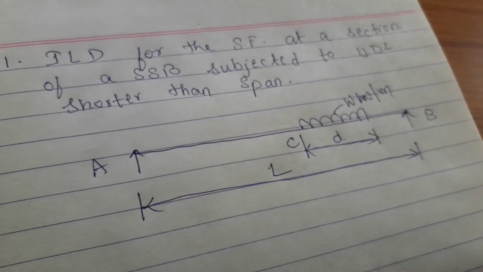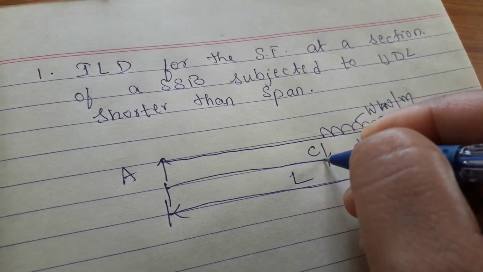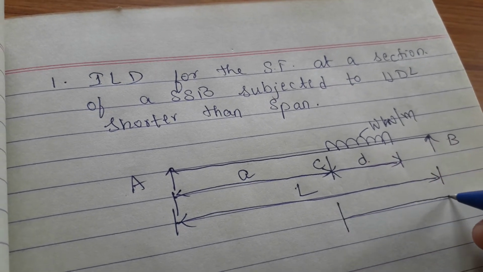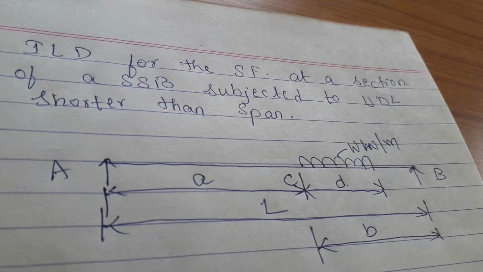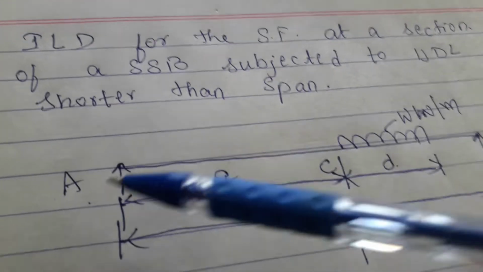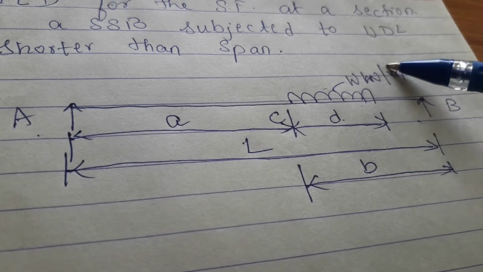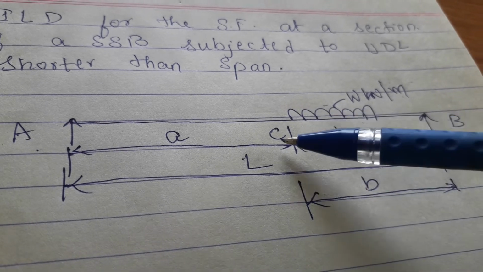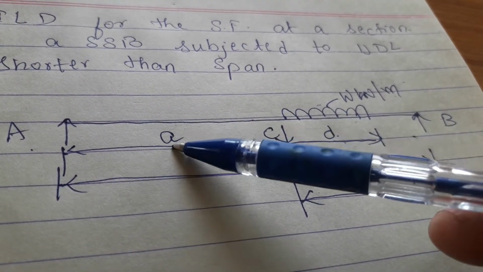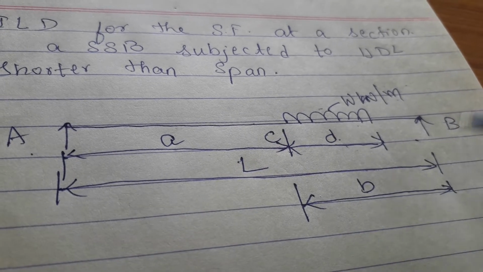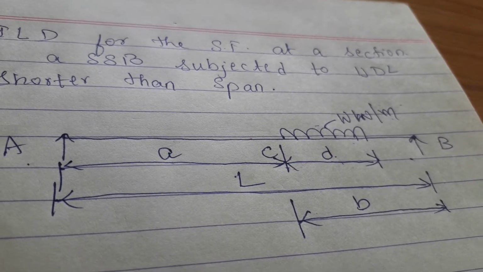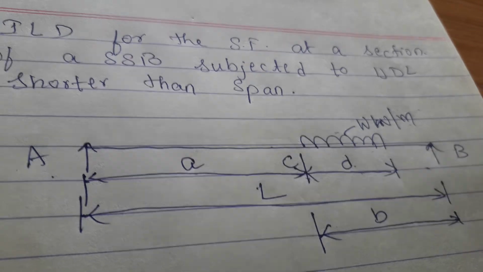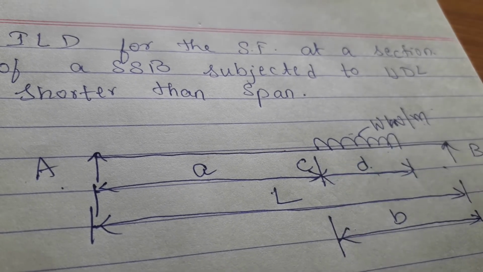Let us consider that the distance from A to C be A and from C to B be B. So here you can see AB is a beam, W kilonewton per meter UDL is acting for a span of D meter at a distance A from A, or you can consider this as B. Right? This is the question. So now what we have to do is find out the shear force at any section. So let us consider that we are finding the shear force at a section C.